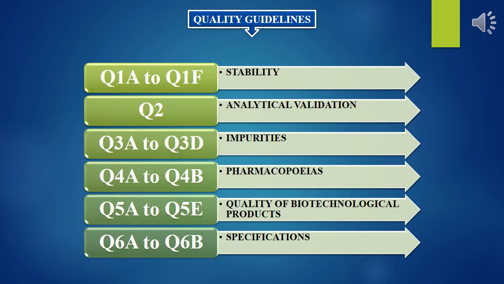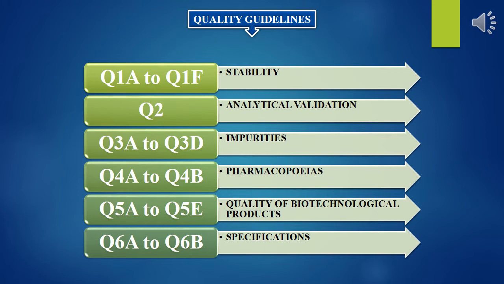Next we will see a brief about quality guidelines. Why is this series from Q1 to Q12 made? What purpose are the Q series made for? For stability testing, impurities testing and for good manufacturing practices. How is it achieved? By creating different series from Q1 to Q12. Q1A to Q1F are meant for the guidelines given for stability studies.